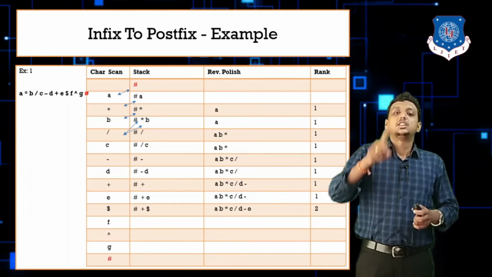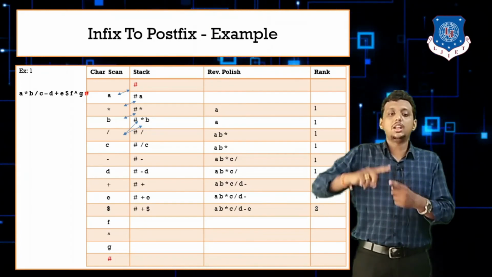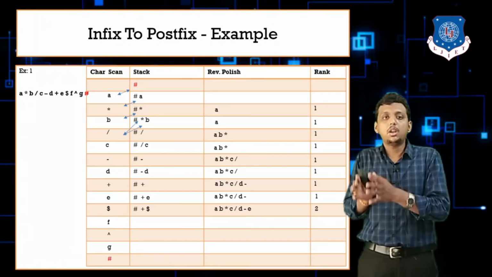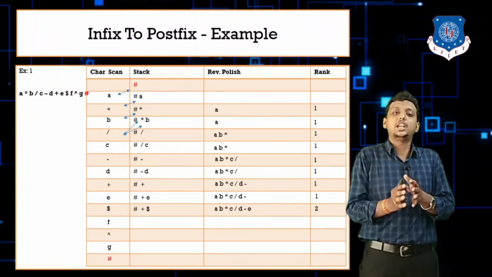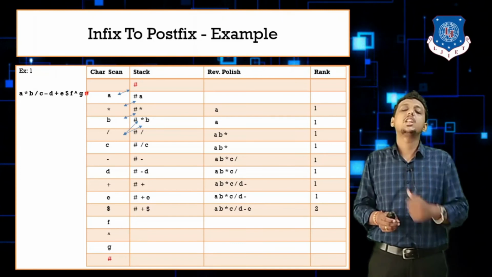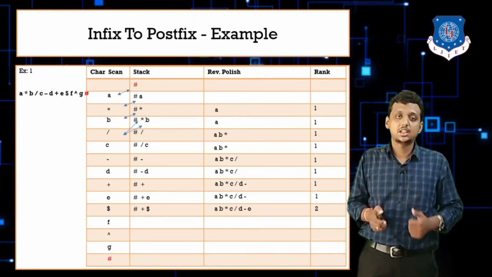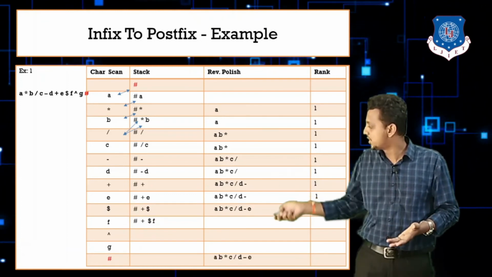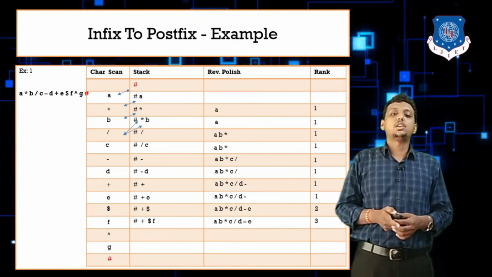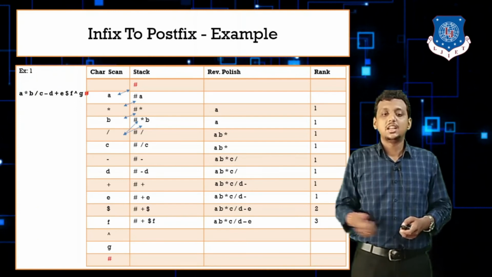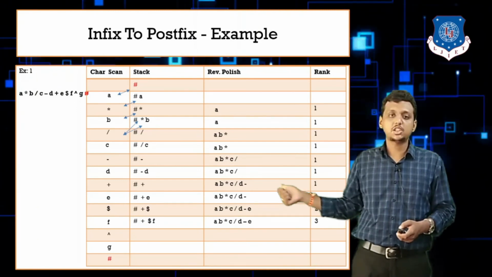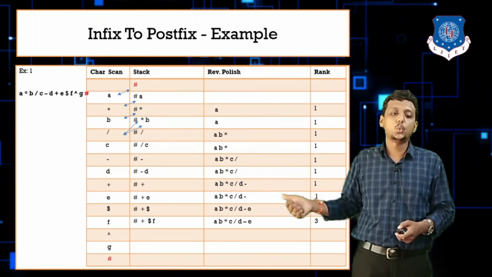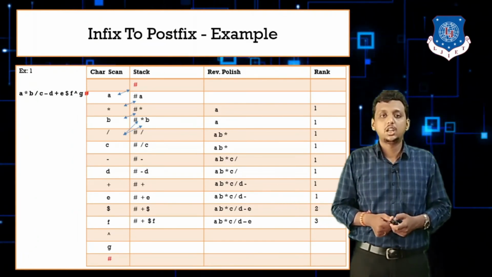But the dollar will be pushed inside the stack because plus has lower precedence than dollar. Now what next, students? The next we have F. F is a character, push it inside the stack. The reverse polish and rank remain as they are. That is no, 3. Okay, it must be 2. There is a mistake in the rank calculation. It must be 2. Okay, now what about the caret?